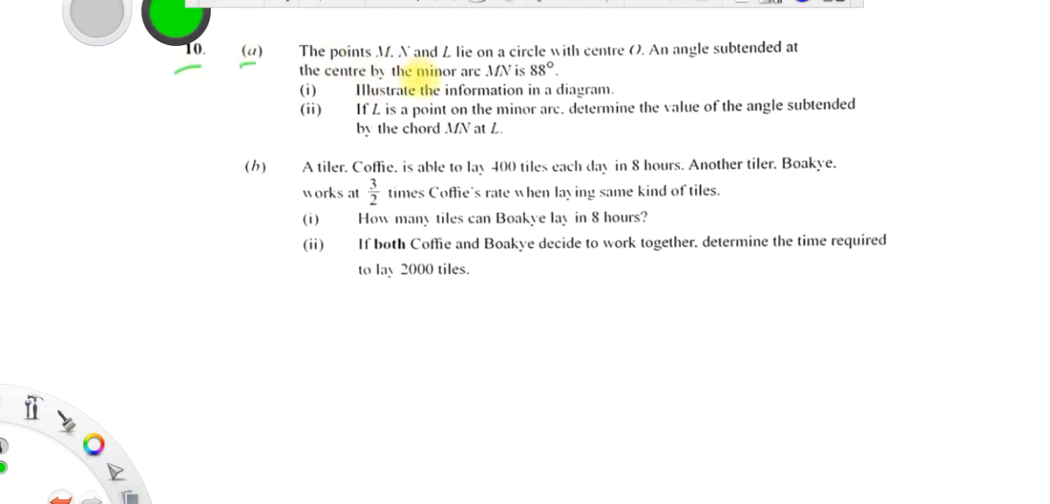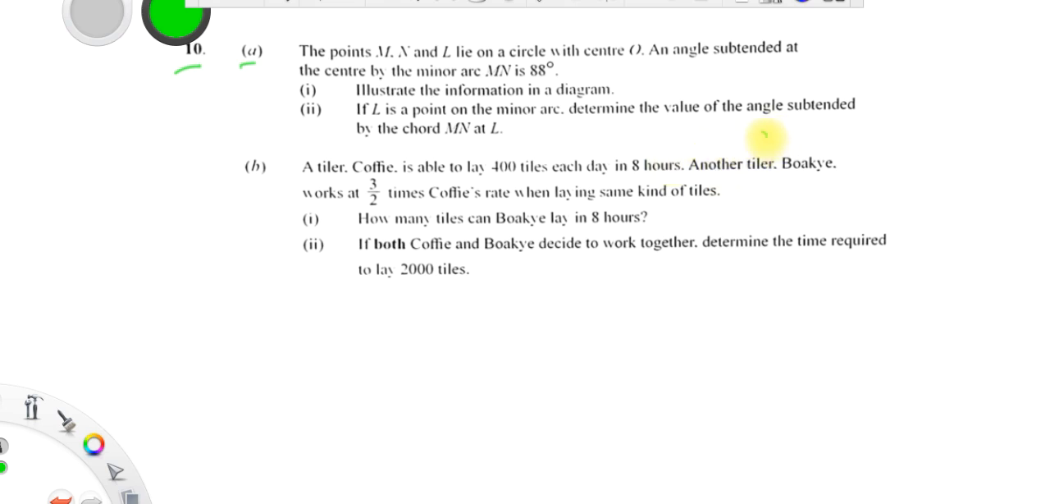The points M, N, and L lie on a circle with center O. An angle subtended at the center by the minor arc MN is 88 degrees. (i) Illustrate the information in a diagram. (ii) If L is a point on the minor arc, determine the value of the angle subtended by the chord MN at L. So you have to have a rough sketch of this before you start solving.